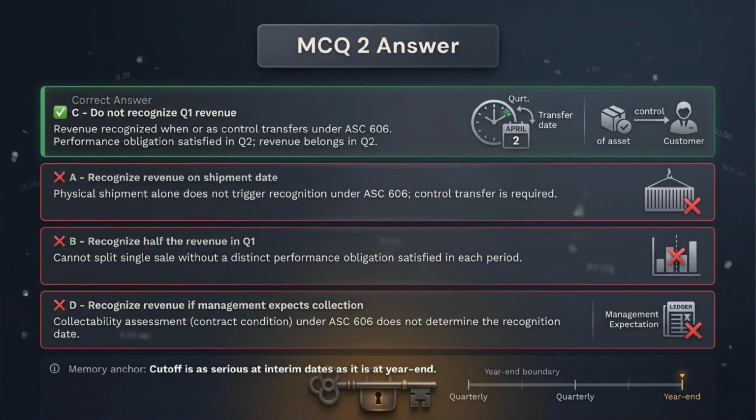The correct answer is C. Do not recognize Q1 revenue. Control transfers after the quarter end date, so revenue belongs in Q2. Option A is wrong because shipment alone is not always the revenue trigger. Option B is wrong because there is no basis to split one performance obligation across the reporting date. Option D is wrong because expected collection does not override the timing of control transfer. Interim cutoff is as serious as year-end cutoff.